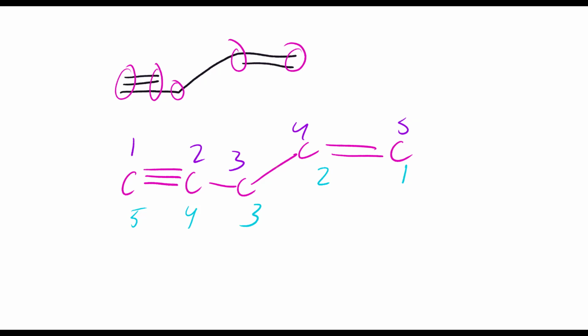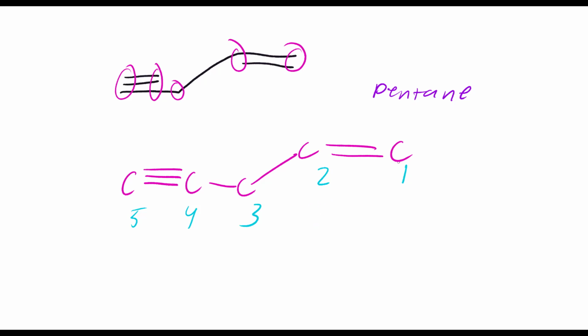So we number it from left to right, or from right to left, sorry. We number it from right to left. And we have 5 carbons, so this is a pentane. But now we have a problem. We have a double bond and a triple bond. How do we name it? Well, since the double bond was more important, we're going to name the double bond first.